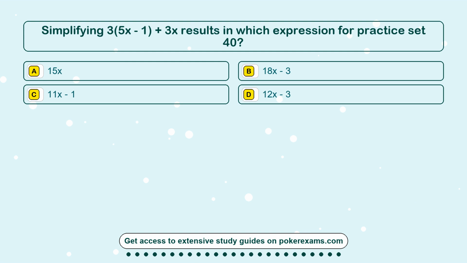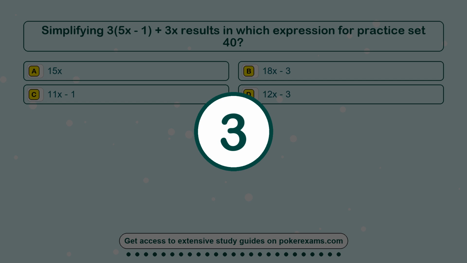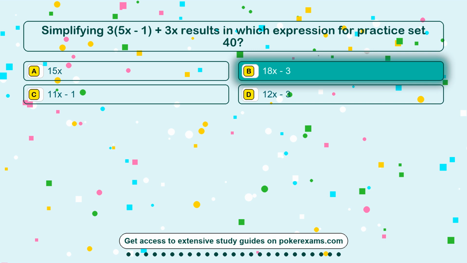Question 7. Simplifying 3(5x minus 1) plus 3x results in which expression for practice set 40? Option A 15x. Option B 18x minus 3. Option C 11x minus 1. Option D 12x minus 3. The correct answer is option B, 18x minus 3.